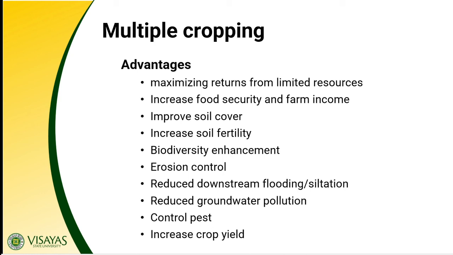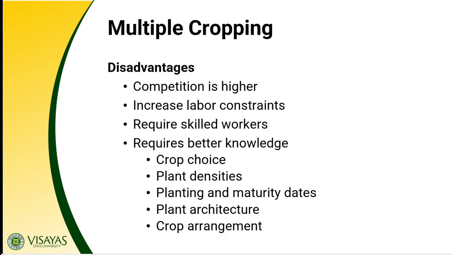There's also an increase in food security and farm income, an improvement in soil cover, and increase in soil fertility, biodiversity enhancement, because as I've said, there are diverse crops being planted in this type of cropping system, and the roots of the different plants serve as erosion control, and there's a reduction in the downstream flooding or siltation, again because of the roots of the many plants holding the water and soil, and there is a reduction in groundwater pollution, control of pests, and increase in crop yield, and I should also say an increase in income of the growers.